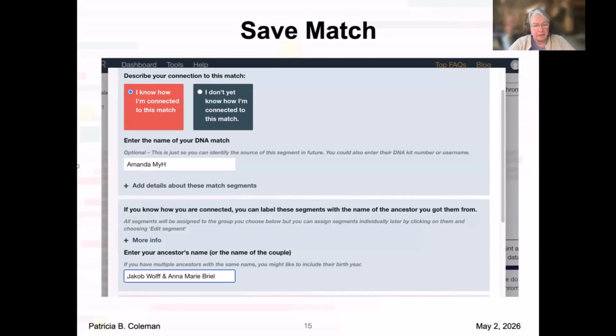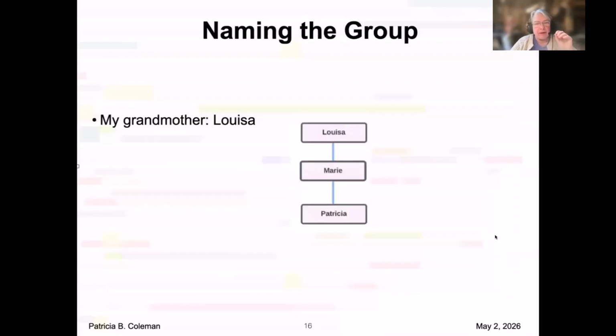Now, the group name, I've got Jacob Wolf and Anna Marie Brill, who are my great grandparents. And let me show you. Naming the group, again, that's totally however you want to do it. Some people like to name it for the person that gave them the DNA. And for me, that would be my grandmother, Louisa.